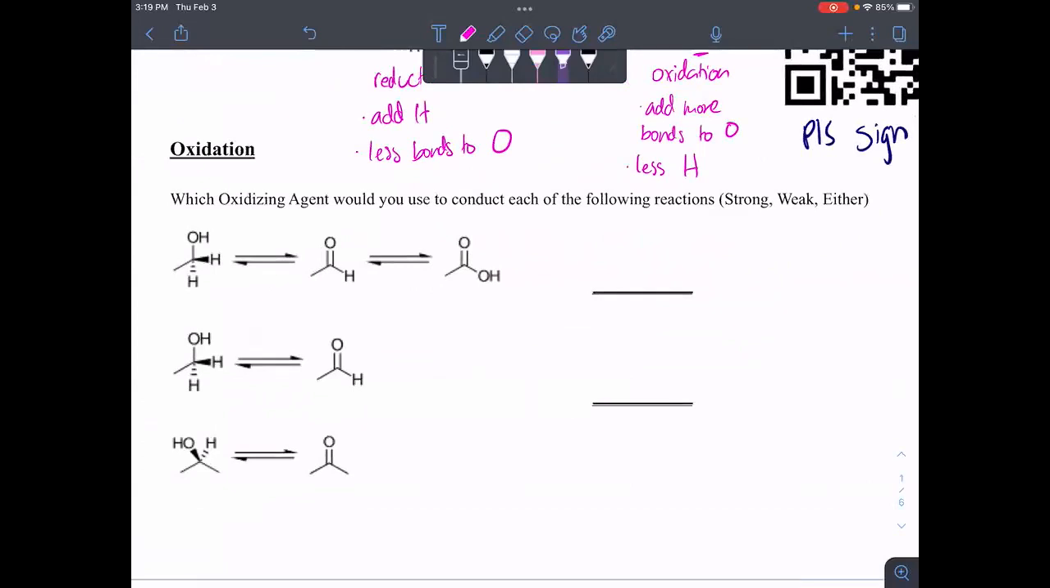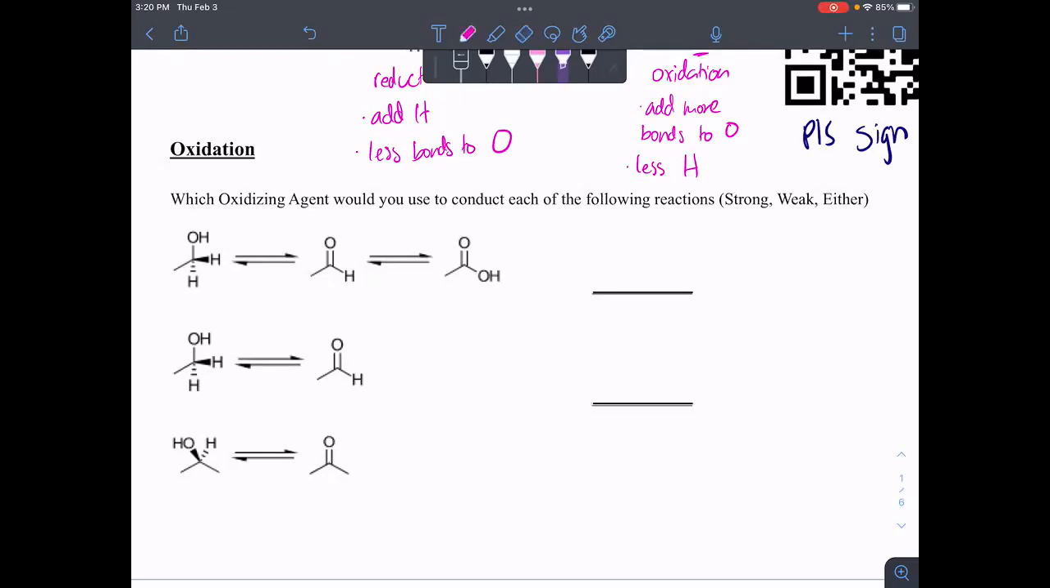So now that we have an oxidation reaction, we can have different levels of oxidation. We can go from a primary alcohol to an aldehyde, or we can take it all the way to a carboxylic acid. And we're going to need a different strength of oxidizing reagent to do that. So if you start with a primary alcohol, you could either go to an aldehyde or you could go all the way to a carboxylic acid. If you go all the way to a carboxylic acid, you need a strong oxidizing reagent. If you just go to an aldehyde, it's going to be weak.